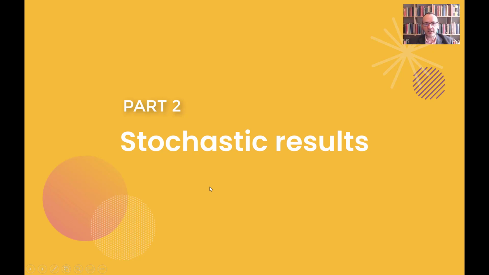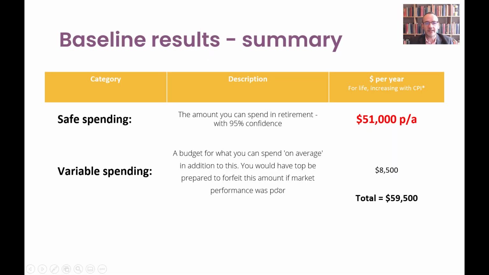Now, before we get into the detail of how the modelling is done, I'm just going to jump straight to the main results. Once we run the numbers, this couple have a safe spending amount of $51,000 per annum. So that's the amount they can spend and have 95% confidence that their money won't run out in retirement. The figure includes their age pension, any amounts they draw out of superannuation, investment returns, and it does take account of inflation over time. So that figure of $51,000 per annum has been calculated in a way that as prices increase, it would increase too.